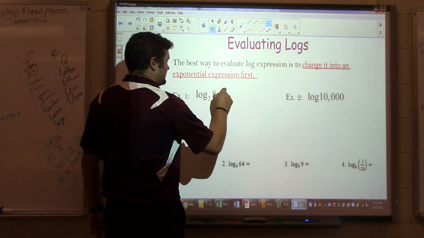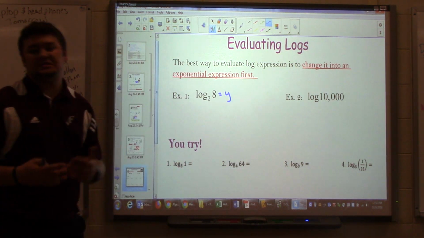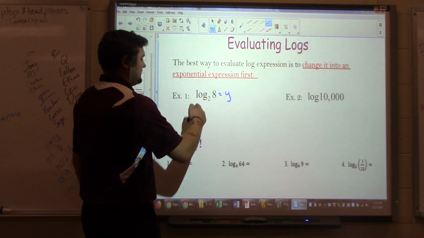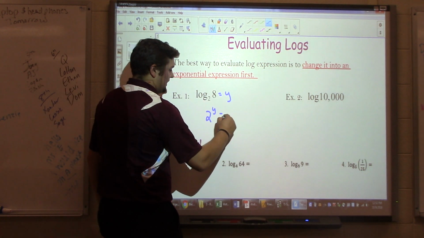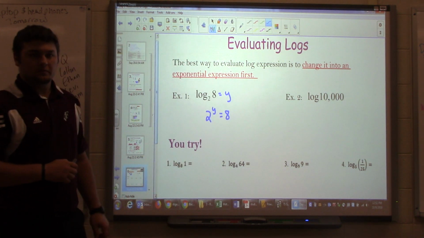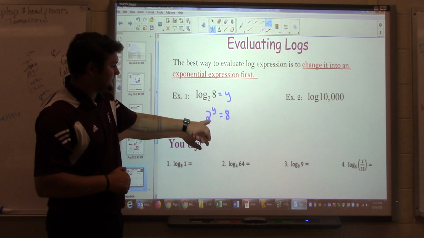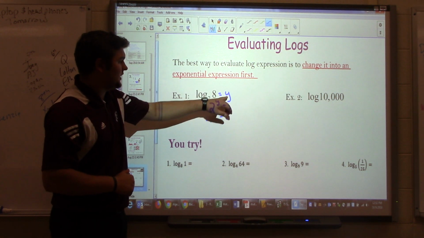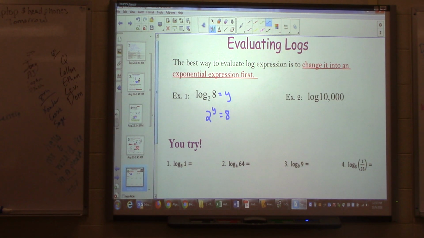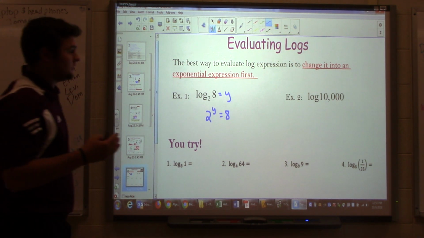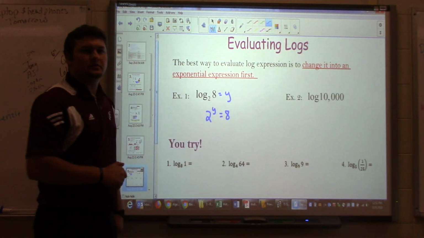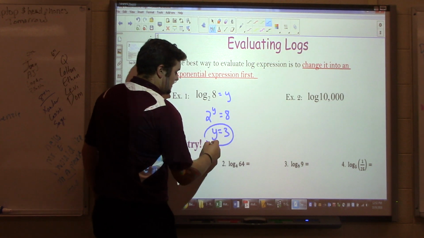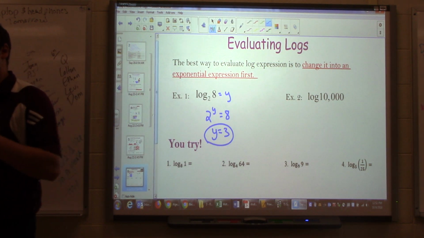So if I have log base 2 of 8 equals, let's say y, a variable, I'm going to change it to an exponential. It becomes 2 to the y equals 8. The base of my log becomes the base of my exponent, what I'm taking the log of is what it should equal, and what the log equals is my new exponent. I just let it equal a variable because I don't know what it equals. Well, 2 to what power equals 8? 3. So y equals 3. My original expression, log base 2 of 8, equals 3.